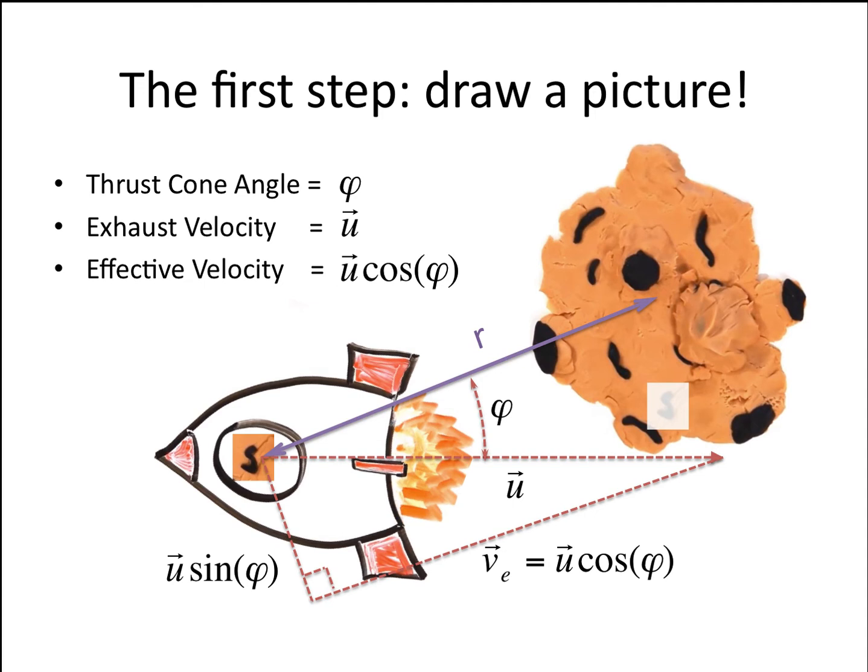Here's the asteroid, here's the spacecraft, and the spacecraft has some ballast. In order for the spacecraft to work as a gravity tug, the thrust that it gives out has to go on a cone, because if it hits the asteroid, then it won't thrust very well. It'll impinge on the asteroid and you'll lose all that thrust. So we have the angle of the cone is phi. The exhaust velocity is given by the vector u. But the effective velocity of that exhaust is diminished by the cosine of phi. So we're going to use this symbology to do the physics.